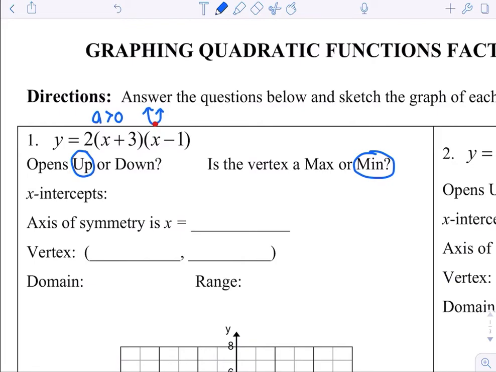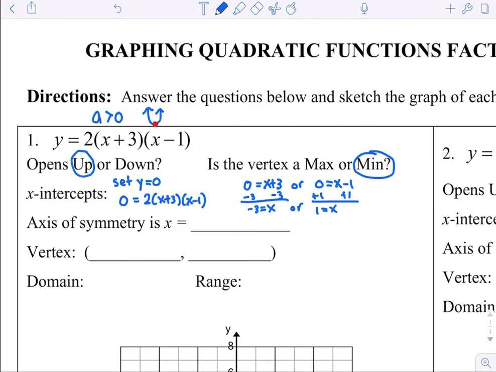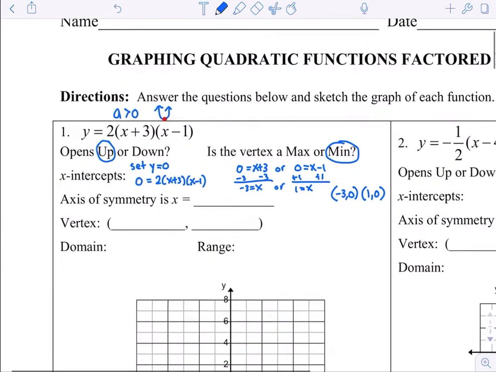Okay, to find your x-intercepts, you set y equal to 0 and then you solve. So 0 equals 2 times (x plus 3) times (x minus 1). Now, we'll use the zero product rule. So remember, 0 has to either equal x plus 3 or 0 has to equal x minus 1. Solve for x. So negative 3 equals x, or 1 is equal to x. So your x-intercepts are going to be negative 3 comma 0 or 1 comma 0. So let's go ahead and plot that.